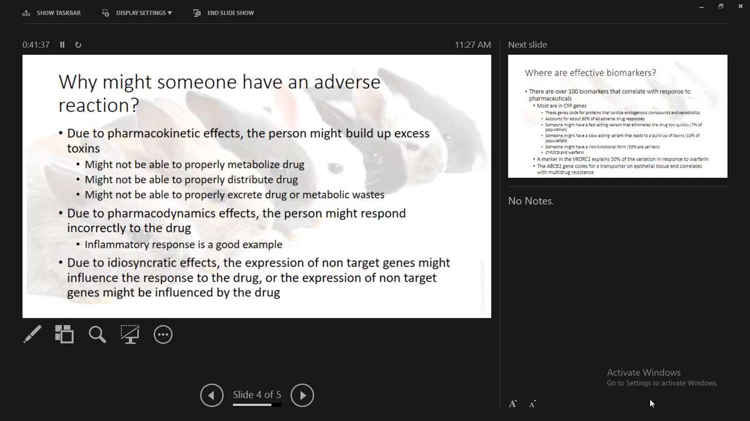All right. And then due to idiosyncratic effects, the expression of non-target genes might influence the response to the drug. So this is where you have a separate gene that's impacting the expression of the target gene or that target protein, or the expression of the non-target genes might be influenced by the drug because those genes might be impacted by the target gene or by the protein of that target gene. So here's where we've got gene-gene interactions. And of all of these, the idiosyncratic are the hardest to anticipate.